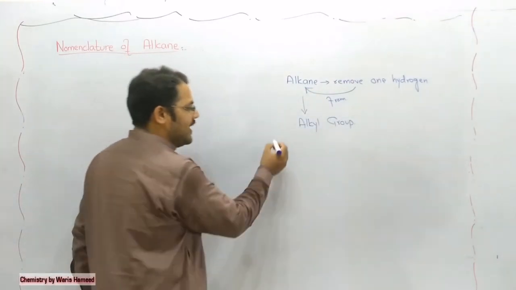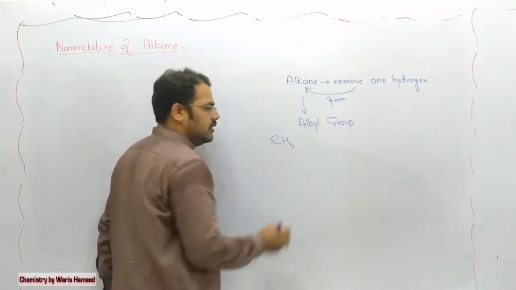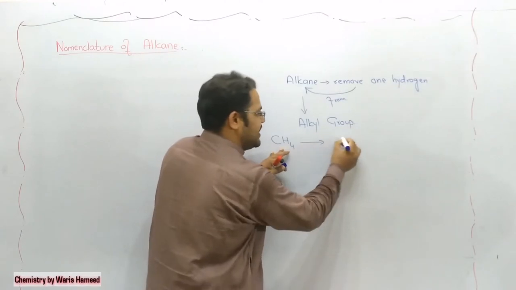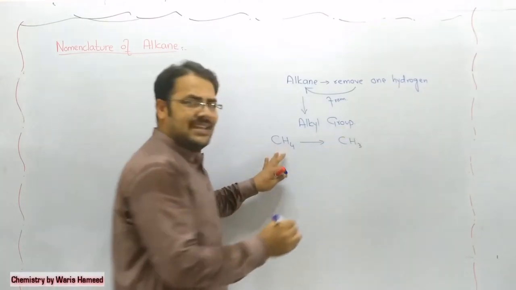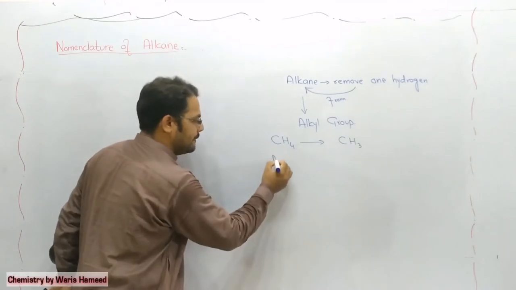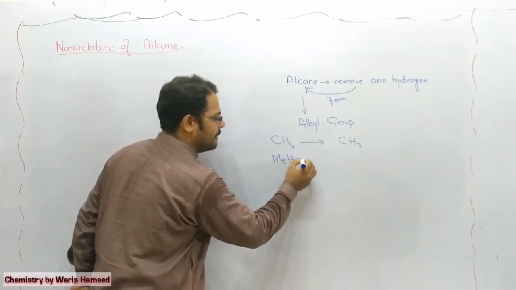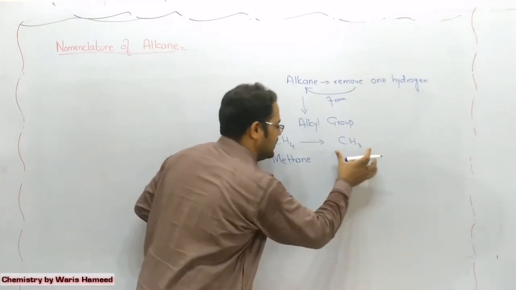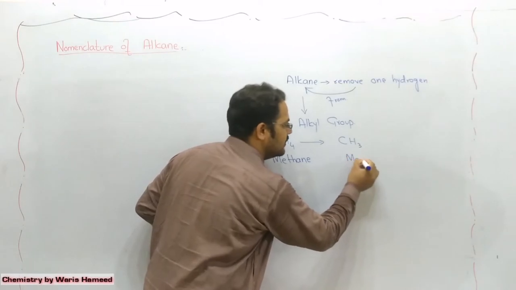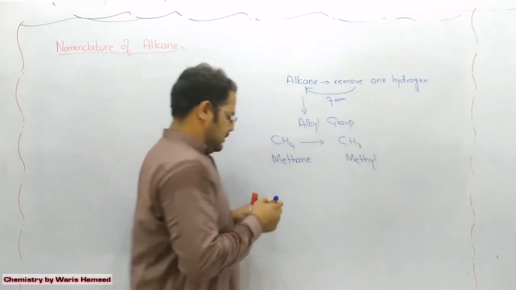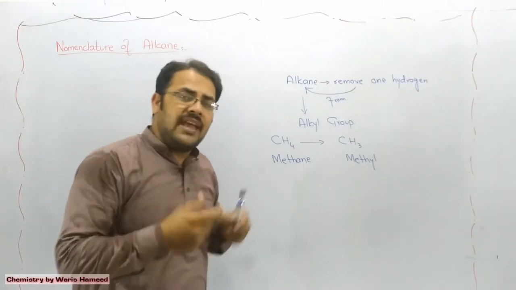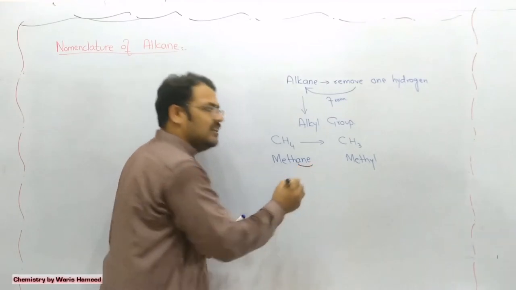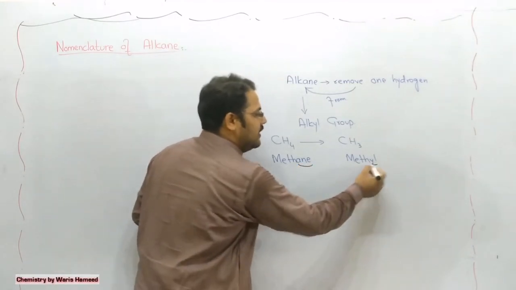For example, we have methane CH4, and if we remove one hydrogen from CH4, it becomes CH3, and it is methyl. When we remove one hydrogen from an alkane, it forms an alkyl group, and here it is methyl. Just keep in mind, when we form any alkyl group, we replace the A and E of the alkane with YL.